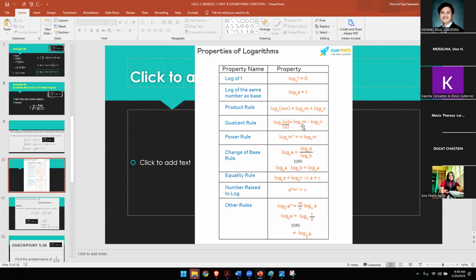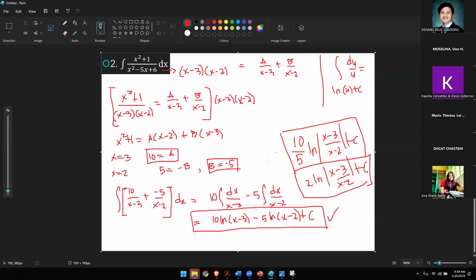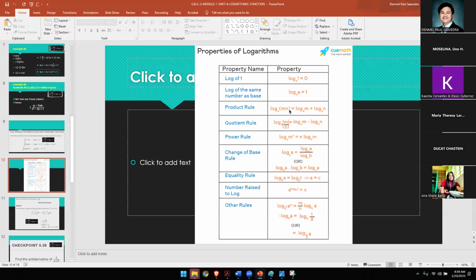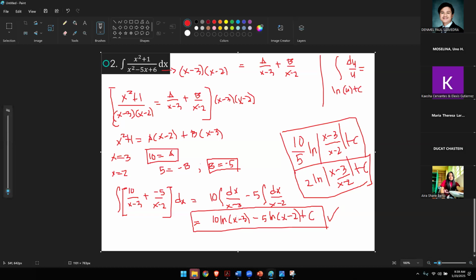Kasi log base A times m minus log base A times n is equal to this one. So pag minus, it's m over n. So it's just that in our case, it's ln, okay? Kapag minus. Pero pag plus, okay, that's a different thing. It's now like this. Okay, magtatabi yung value natin for this one. Yung x minus 3 saka x minus 2. Okay, anything else?